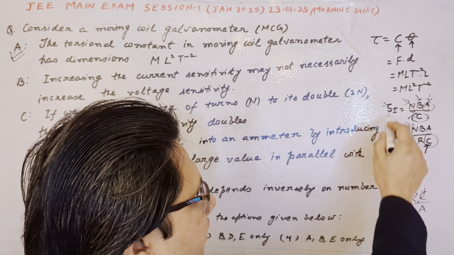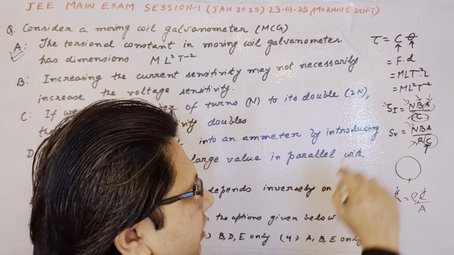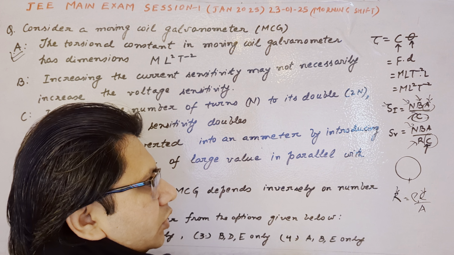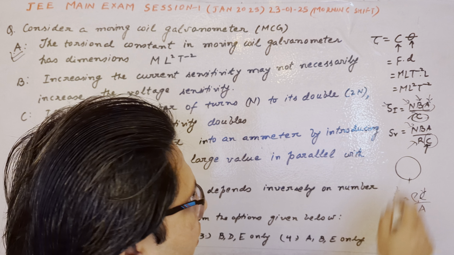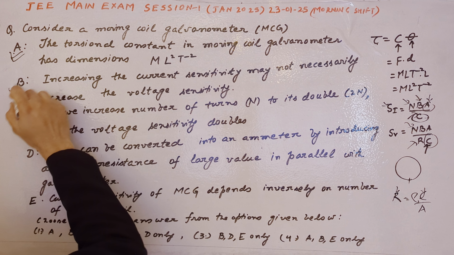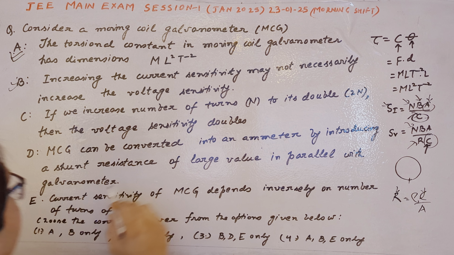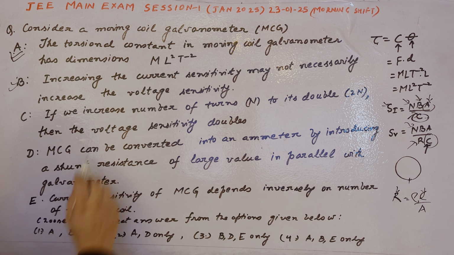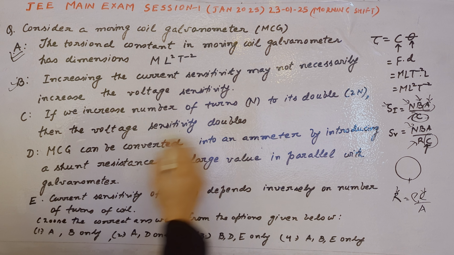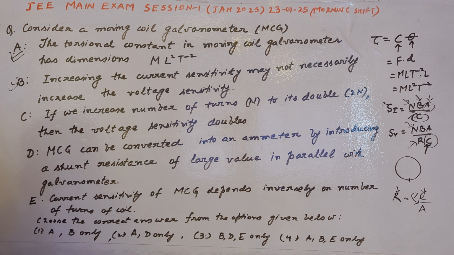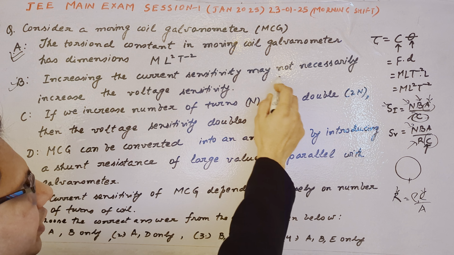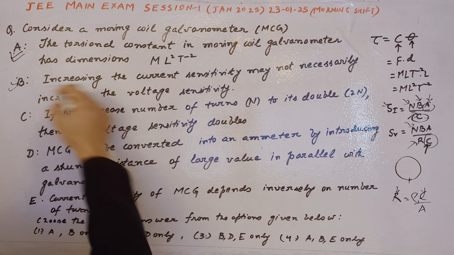So we can say that in this particular case the current sensitivity increases, but the voltage sensitivity remains constant. So this statement is totally correct. It may not necessarily increase the voltage sensitivity. Now statement C. If we increase the number of turns to its double, then the voltage sensitivity doubles. Now this statement is clearly related to the previous statement, statement B.